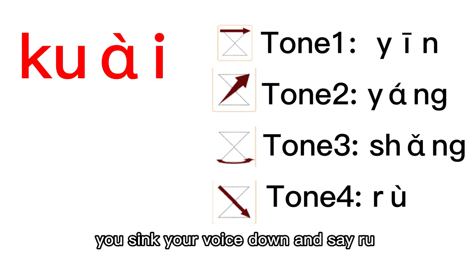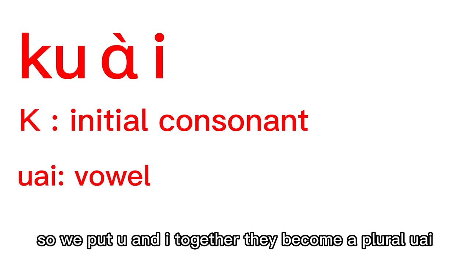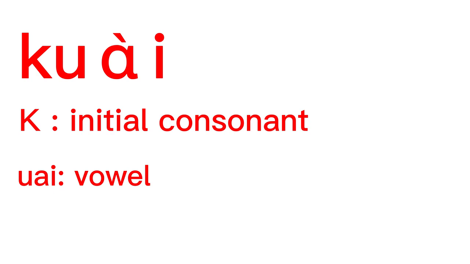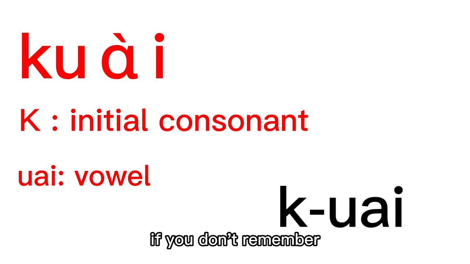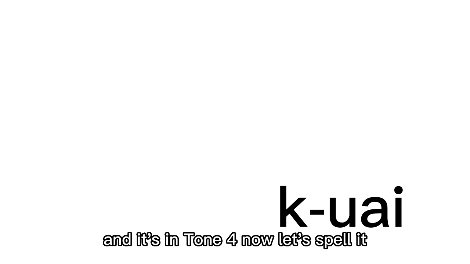Now let's separate this Pinyin into the initial consonant and vowels. K is an initial consonant, so we put u and a and i together and they become a compound vowel, uai. So this Pinyin can be separated as k, uai. If you don't remember, just check the Pinyin forms above. So this Pinyin is k, uai, and it's in tone 4. Now let's spell it. K, uai, kuai. Okay, you've done it. The corresponding characters can be kuai, meaning fast or piece.